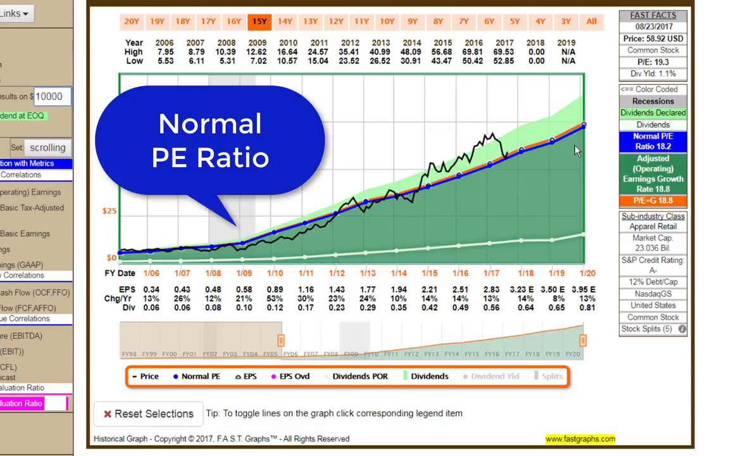Here you've got a normal PE of 18.2. So if I touch the blue line, it's a PE of 18.2. And if I touch the orange line, it's a PE of 18.8, which is equal to the growth rate.